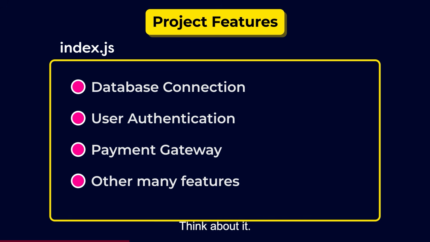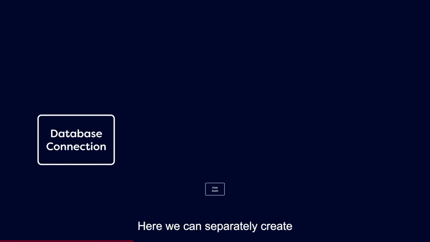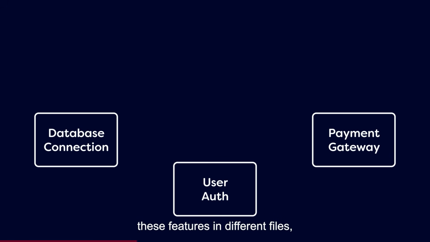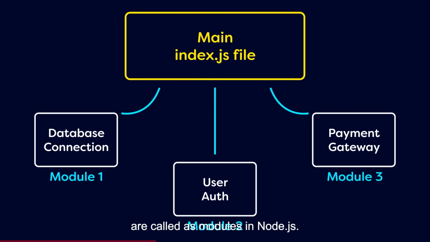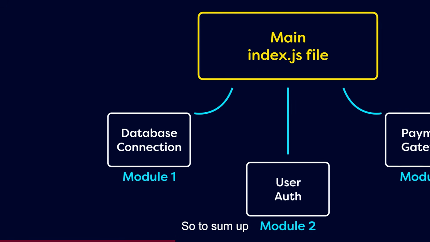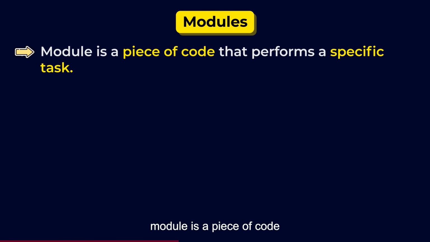Think about it. Here we can separately create these features in different files and then simply import them in the main index.js file. These different small files are called modules in Node.js. So if I had an issue in the database connection, I can go to the database connection module and resolve or improve that code independently. So to sum up, a module is a piece of code that performs a specific task.